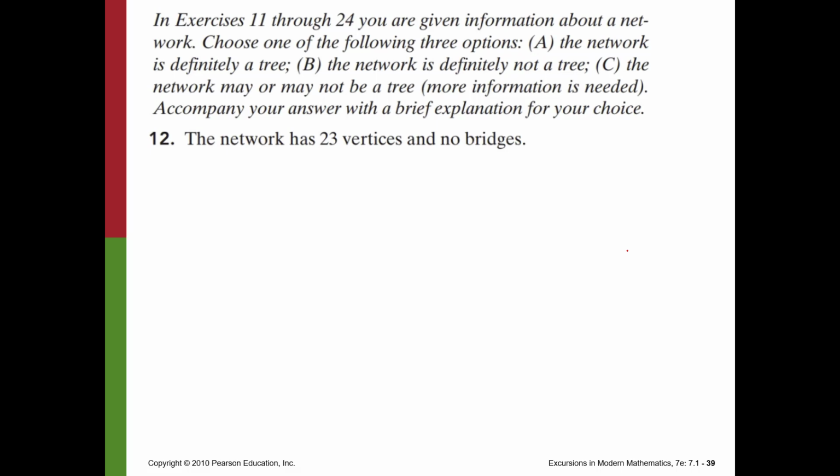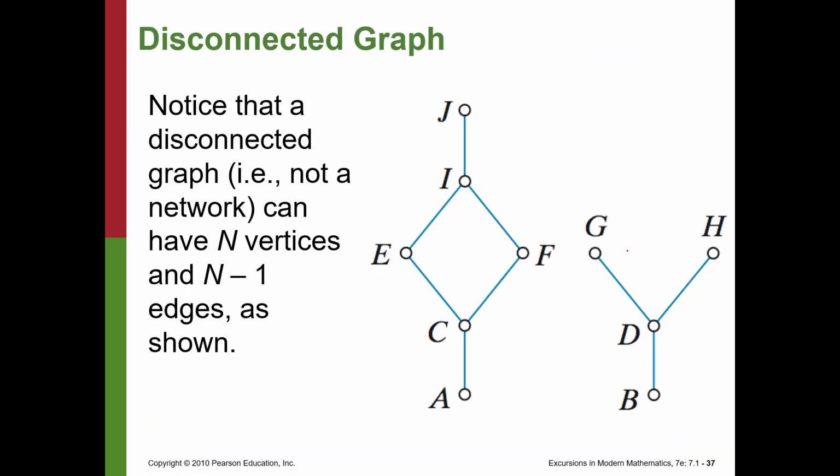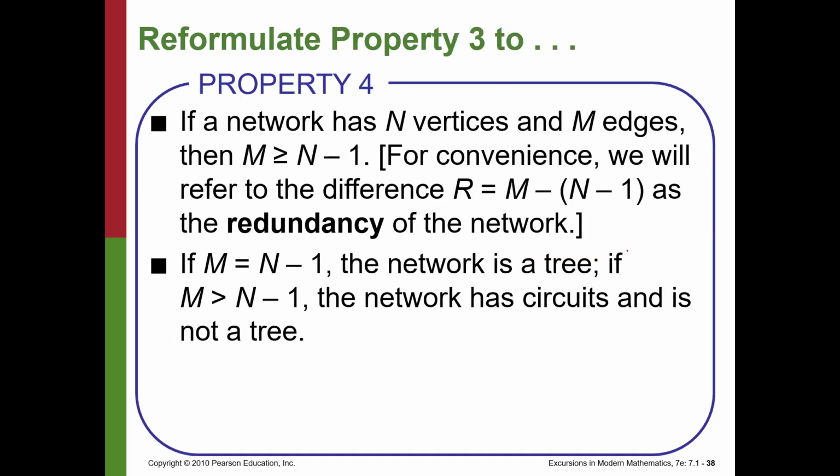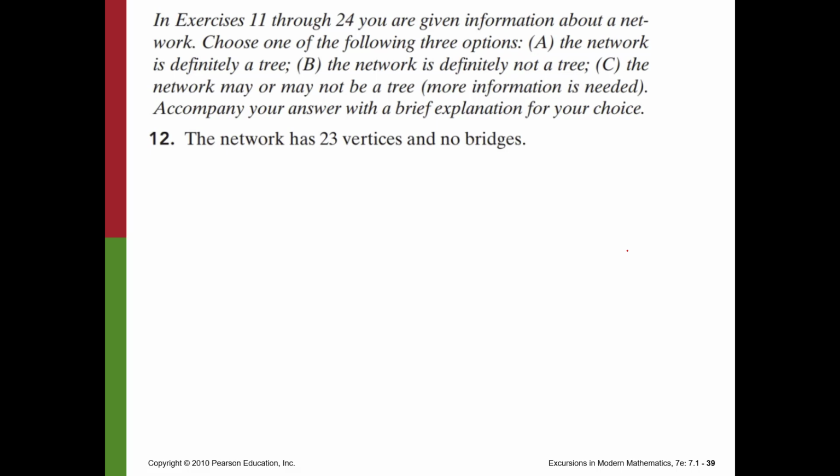Okay, so what we saw earlier, in a tree, every edge is a bridge, right? So in a tree, every edge is a bridge. So if you have a network that has no bridges, then it must not be a tree. So that would be B. The network is definitely not a tree.